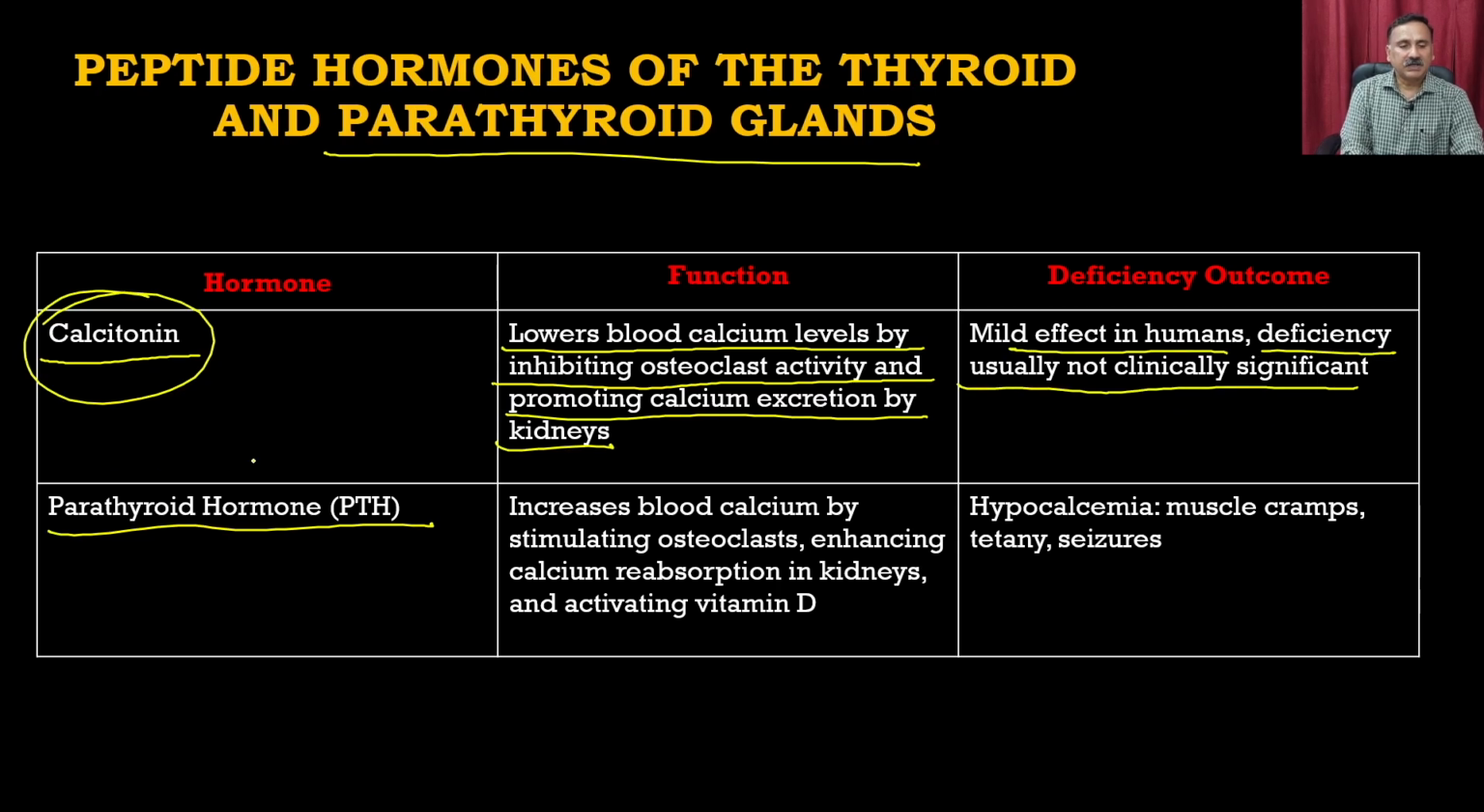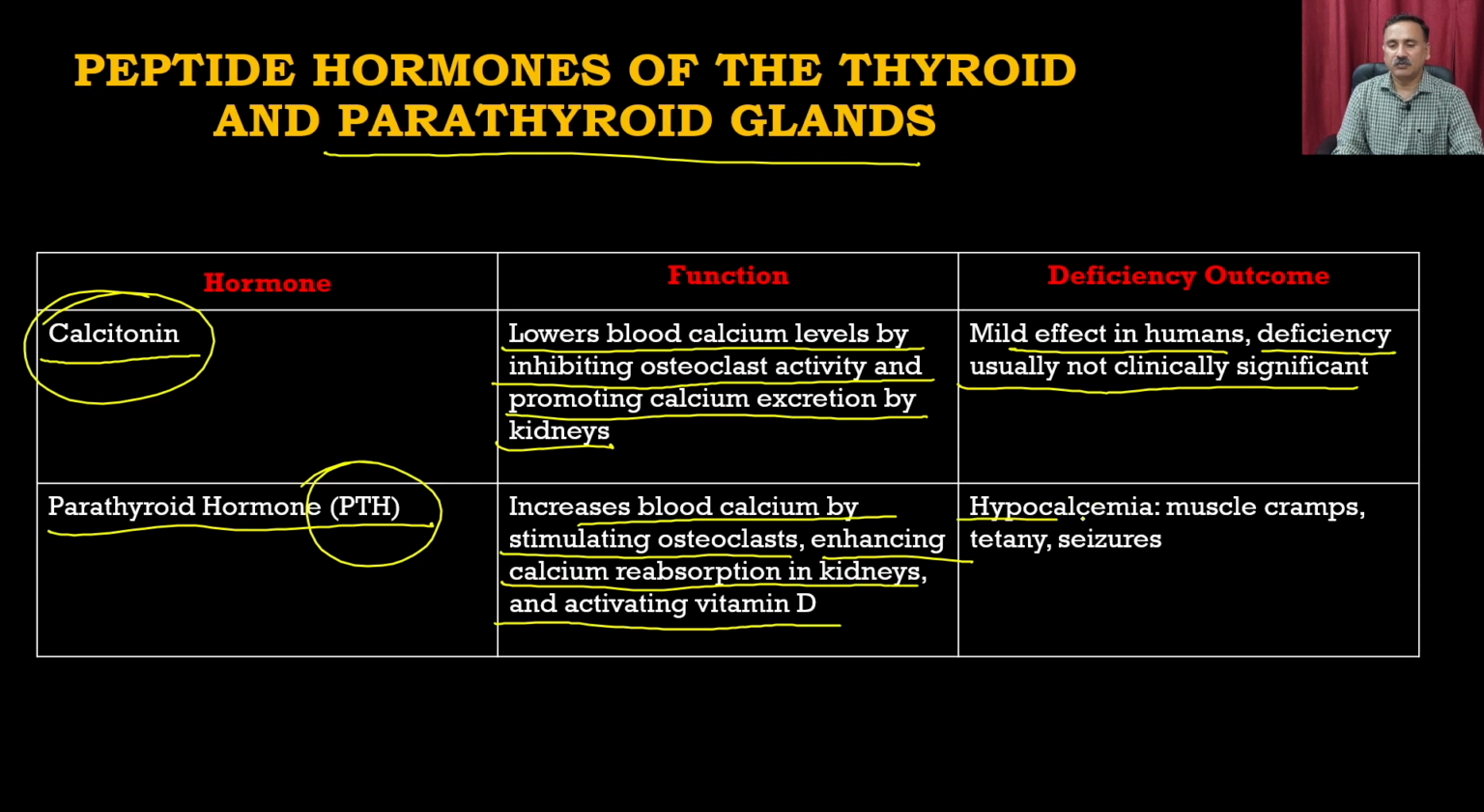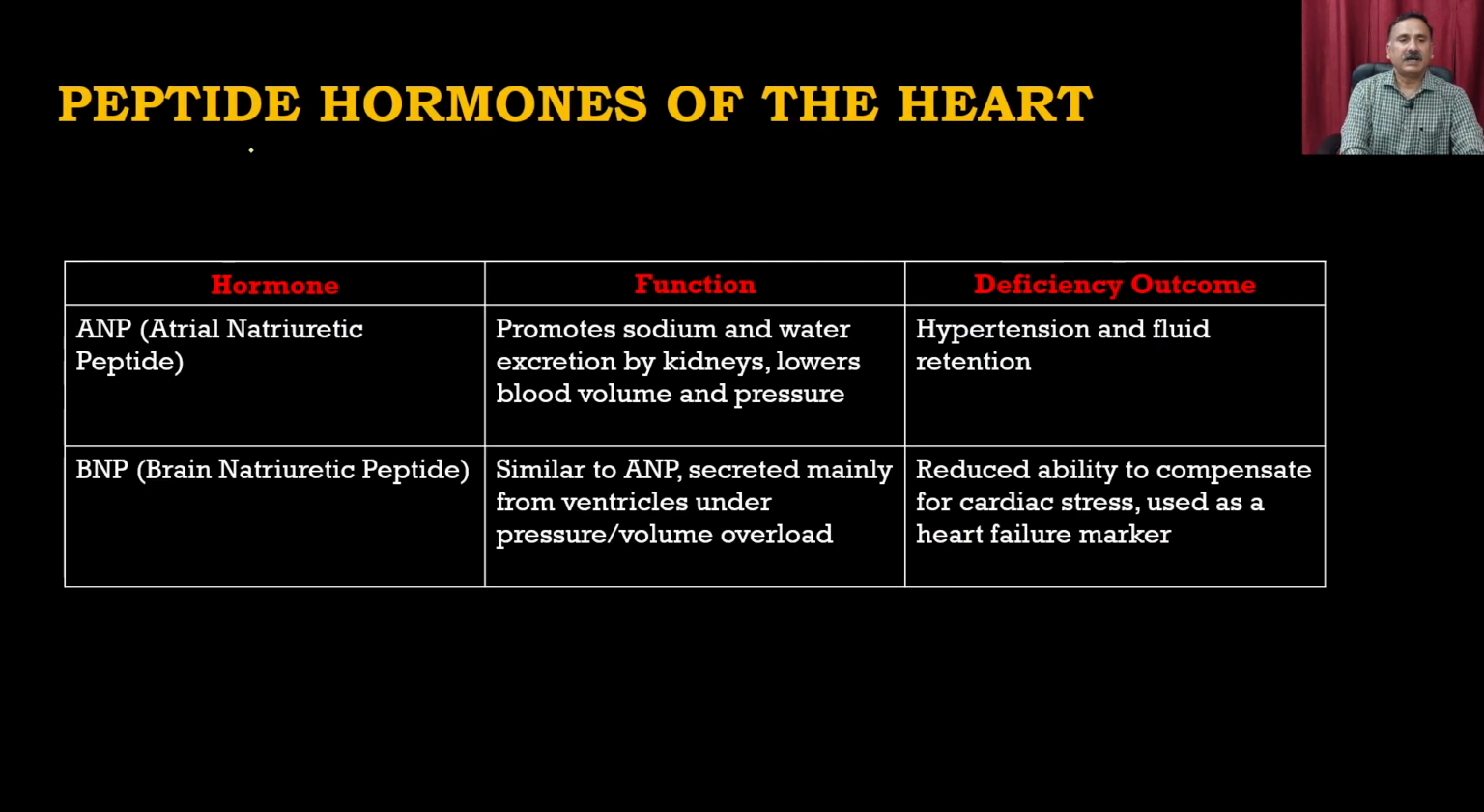Then we have parathyroid hormone, or the PTH, that increases the blood calcium by stimulating the osteoclasts, enhancing the calcium reabsorption in the kidney and activating vitamin D. And if there is a reduction of PTH, then it is going to cause hypocalcemia, muscle cramps, and tetany or seizures.